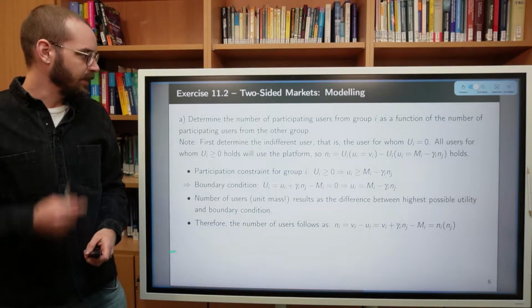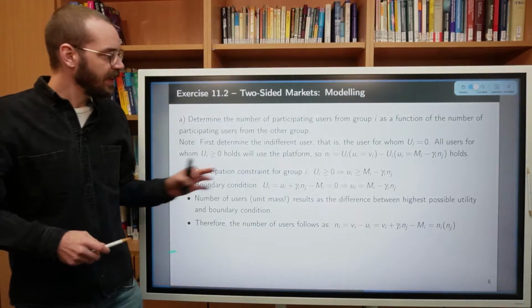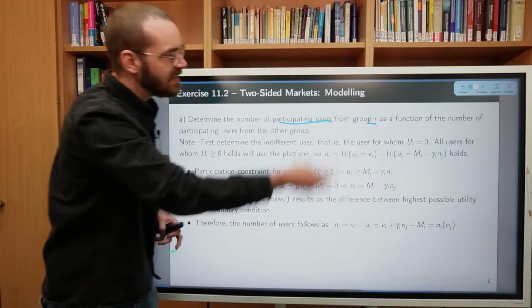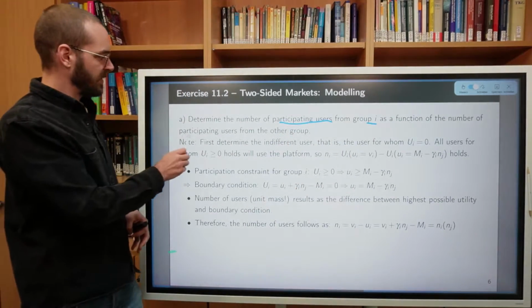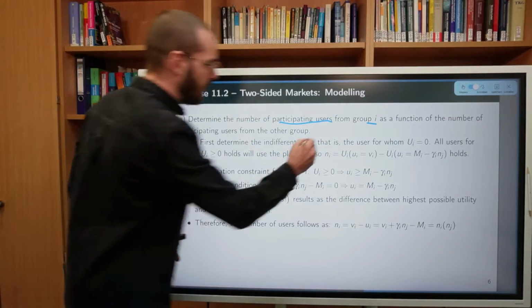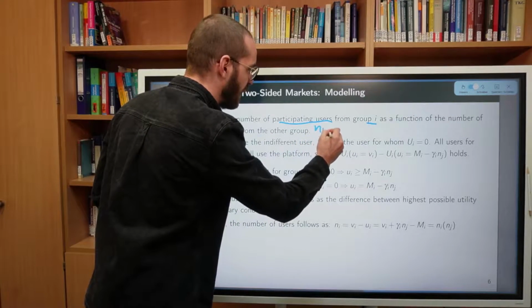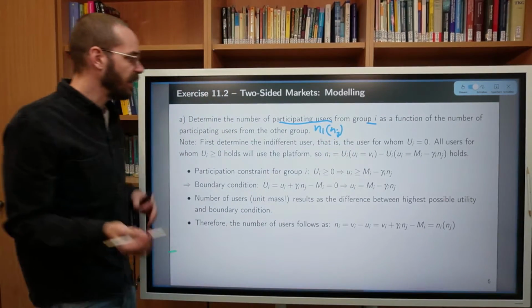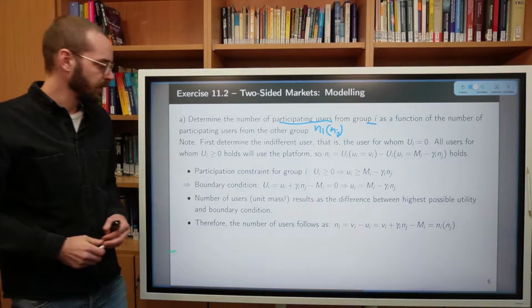In task A, we are going to determine the number of participating users from group i as a function of the number of participating users from the other group. So what we are looking for is some function n_i as a function of n_j. n_i of n_j is what we are looking for.